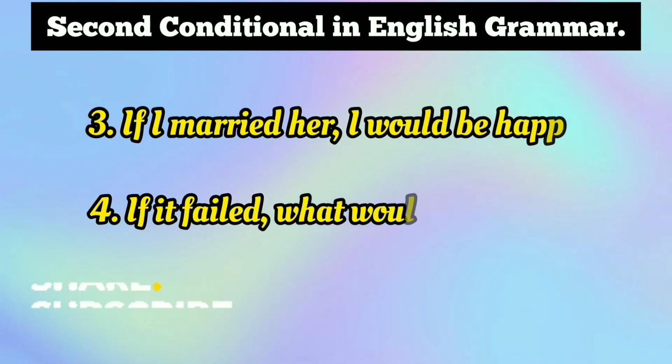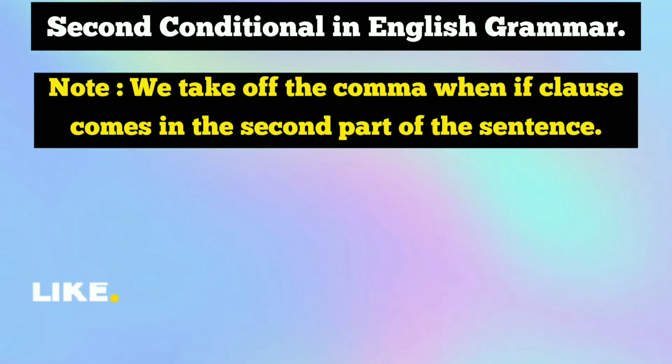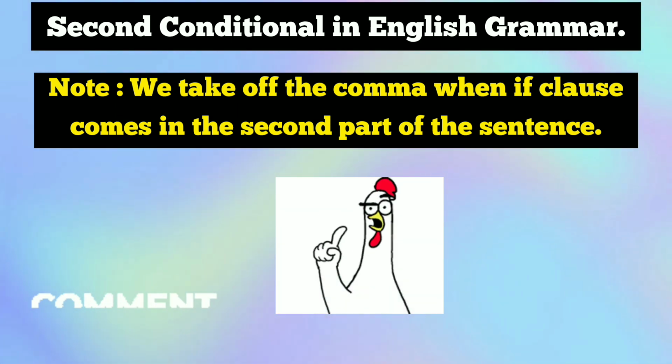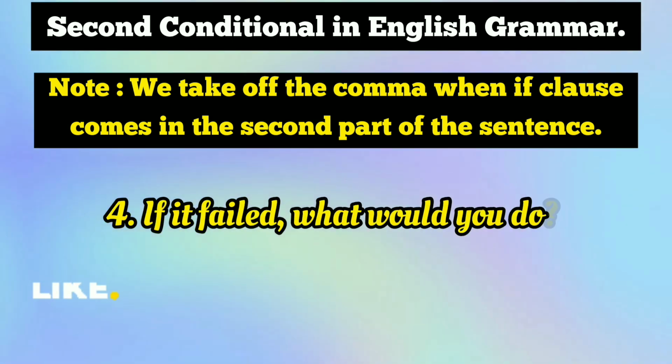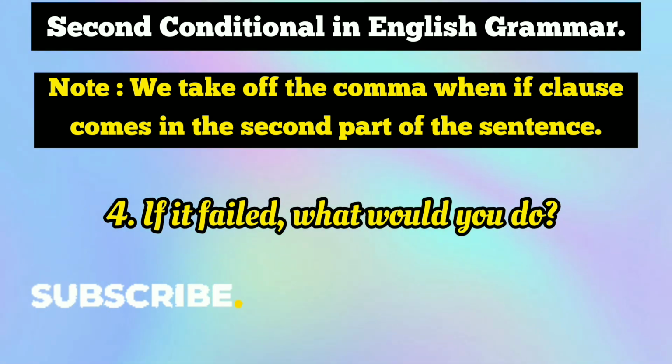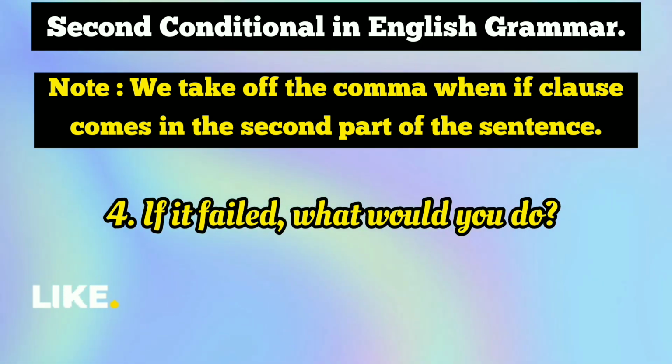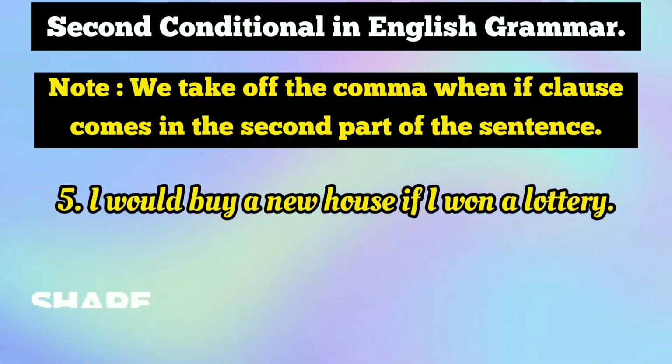Before that, let me tell you, it's a general rule of all the conditional sentences that we take off the comma when the if clause comes in the second part of the sentence. You must have noticed in the previous examples, the fourth example which I have discussed, there was a comma after the if clause, after ending the first clause or the conditional clause, like if it failed. After that I am using a comma and then giving the rest of the sentence. I am giving the second clause using would, but we just take off the comma when we use the if clause in the second part of the sentence. That means we begin with the second clause. We don't begin with the if clause, it comes in the second part.